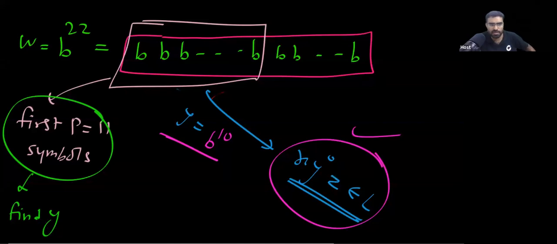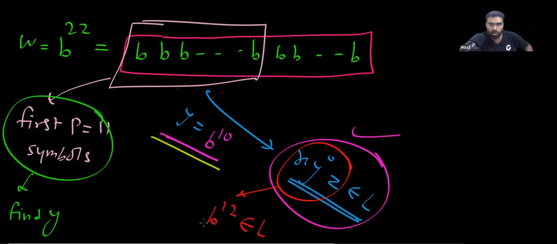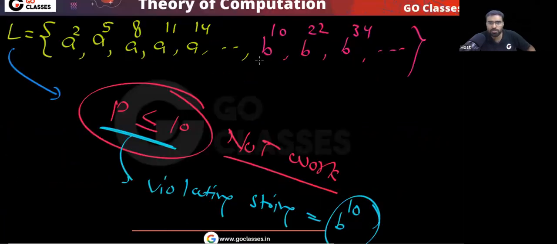Please tell me, is this clear? If you take y equal to b power 10 and repeat 0 times, then you will get b power 12, which belongs to the language. So this string looks like a candidate, a promising y. Did you understand this so far? I am saying that repeating 0 times is not a problem. B power 12 belongs to the language, B power 10 does not.